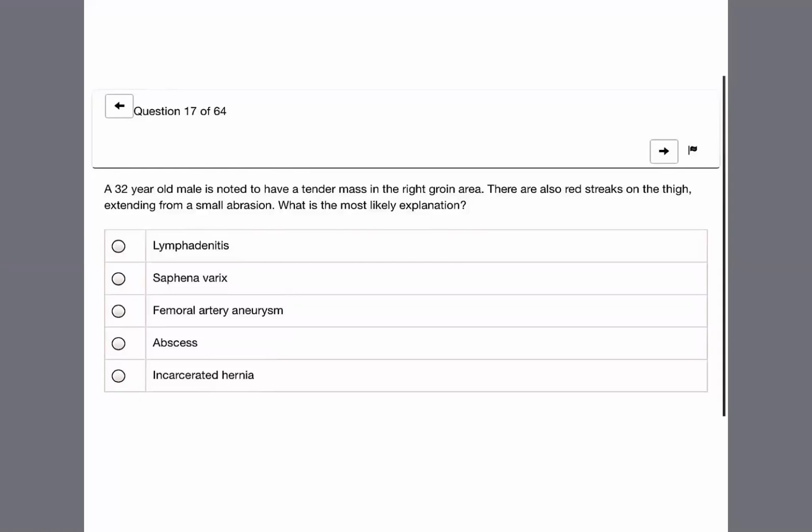Exactly. Why? What are these red streaks? You said it with your answer. Lymphangitis, exactly. These are the streaks on the side extending from the small abrasion. So this is lymphangitis causing an inguinal lymphadenitis.